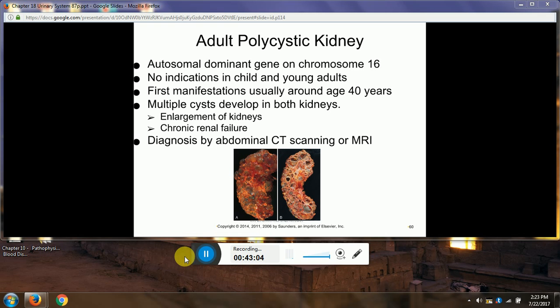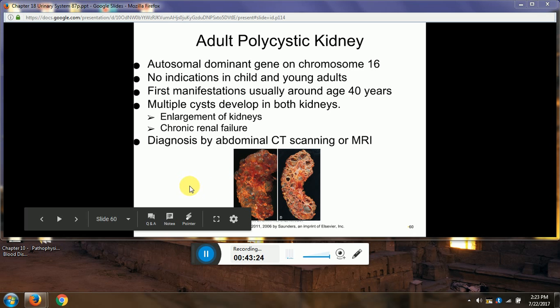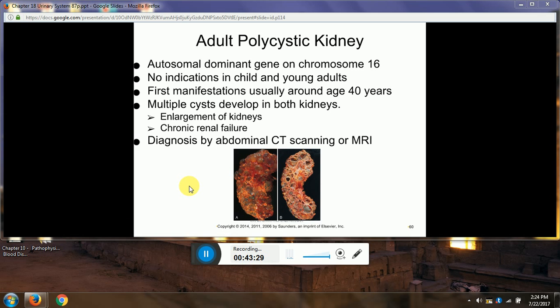Adult polycystic kidney is an autosomal dominant gene abnormality caused by an abnormal gene on chromosome number 16. It usually doesn't develop in kids or young adults. It starts to manifest usually around the age of 40. You can see multiple cysts in the kidney, and they all do not function, obviously. And it leads to an enlarged kidney, but it's not functioning, and eventually leads to chronic renal failure. These individuals do not survive unless they get kidney transplants. They can be diagnosed by an abdominal CT or an MRI.